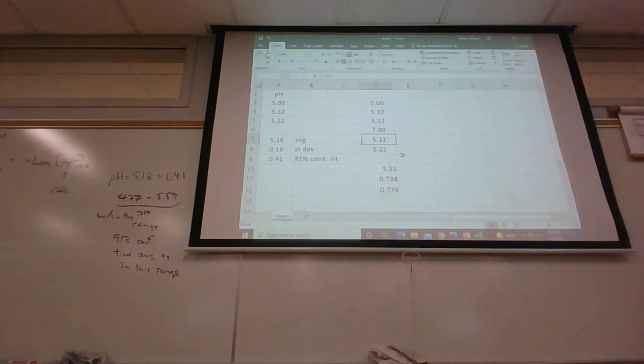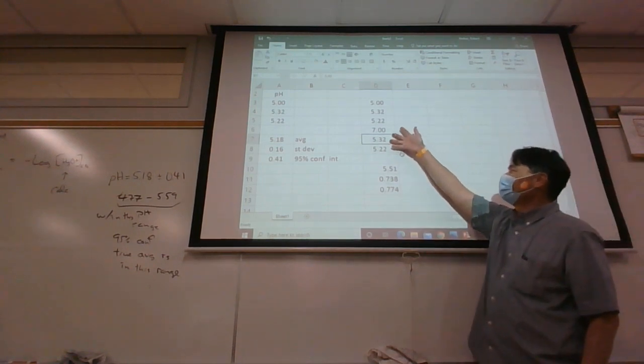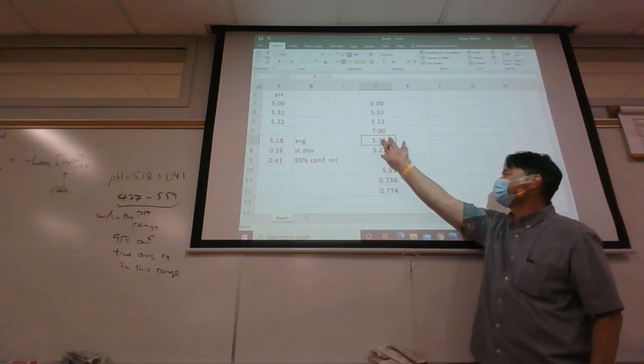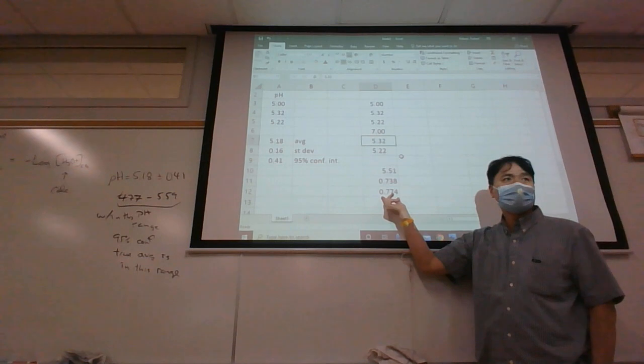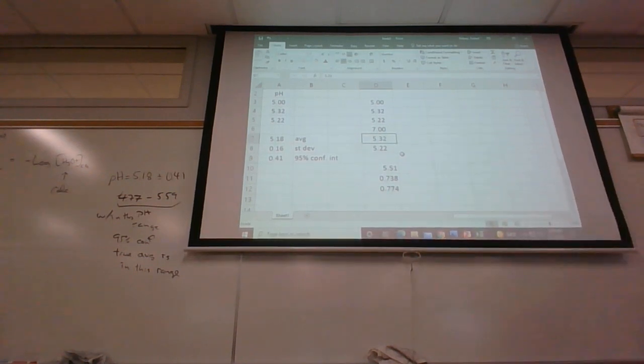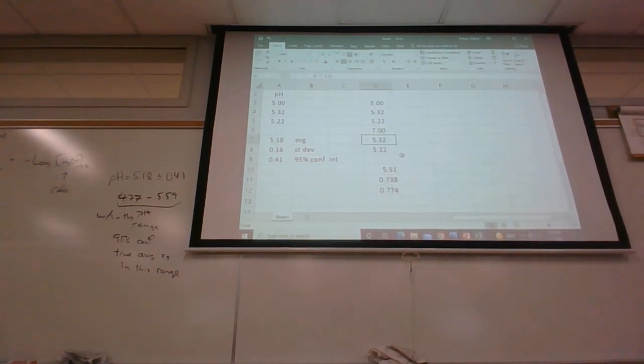So now I have 6 data points, but here let's say one of them is 7, which is kind of out there. Look what happened to my confidence interval. Here, let's go with a 3 here.